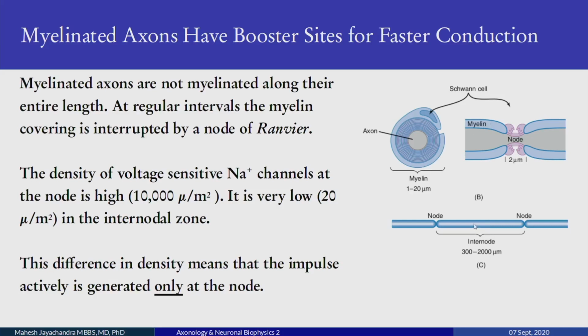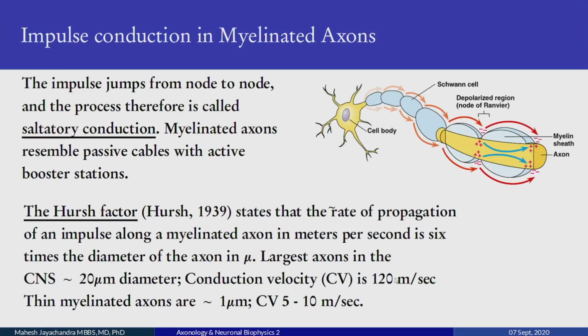This difference in density means that most of the action potential happens at the nodes, not so much in the internodes. So the impulse literally jumps from one node to another, and it's called saltatory conduction, or leaping conduction. This makes it much faster, okay? One way to think of myelinated axons is that they resemble passive cables with active booster stations.